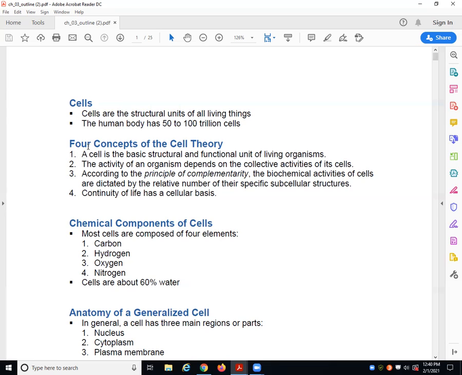So now that we've covered cell theory, let's talk about chemical components of your cells. Hopefully you remember a little chemistry from last week, right? Most cells are composed of 4 elements, and they are carbon, hydrogen, oxygen, and nitrogen. Remember them? And actually your cells are about 60% water, so more than half of your weight is water. The proteins, carbohydrates, nucleic acids, and lipids make up a lot of the rest, right?